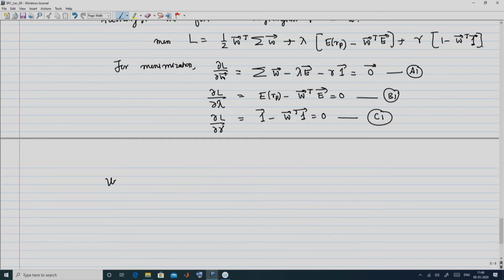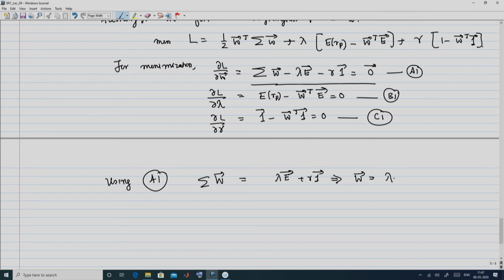All right. So, using A1, what do we get from A1? Here I can solve this for W. First of all, sigma W is equal to lambda E plus gamma 1, and this implies that the vector W is going to be, taking sigma inverse on both sides, pre-multiplied, lambda sigma inverse vector E plus gamma sigma inverse vector of 1.